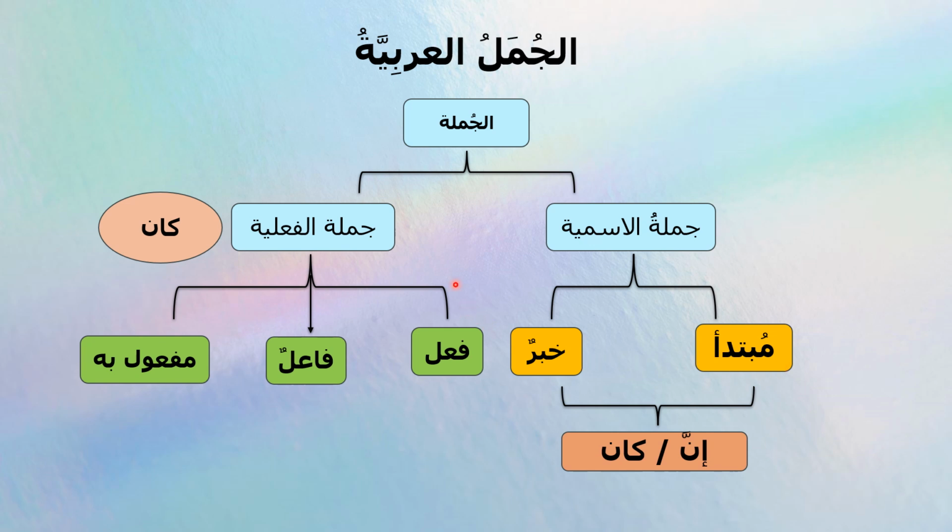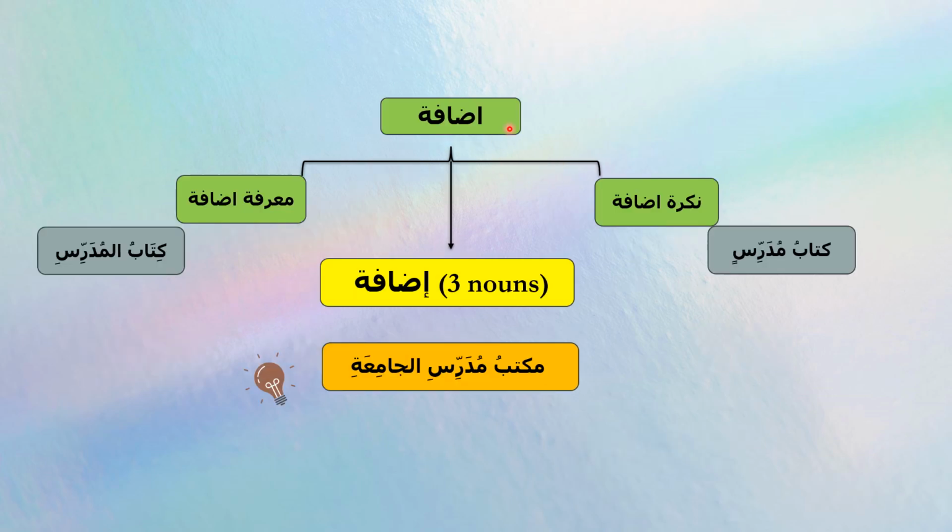Whereas in jumla fa'liya, we have three positions, fa'il, fi'l and maf'ul bihi. The maf'ul bihi may or may not be there, but it is also a part of jumla fa'liya. And kana can also come before a jumla fa'liya. So this is all about the Arabic jumlas. And now idafa. All we did in the last lesson was idafa. So it's just a quick revision.